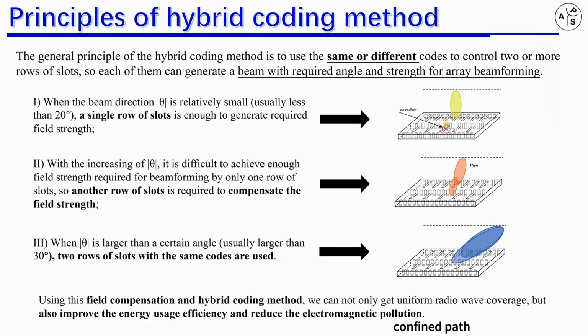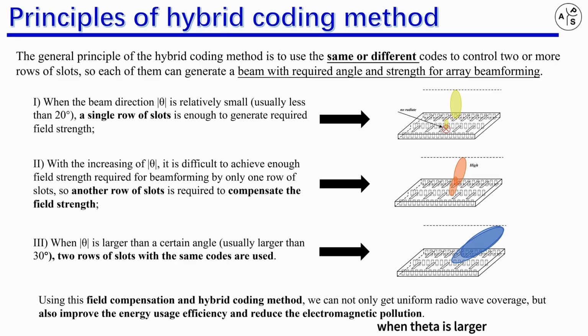straight confined path. The general principle of the hybrid coding method is to use the same or different codes to control two or more rows of slots, so each of them can generate a beam with required angle and strength for beamforming. When the beam direction, theta, is relatively small, usually less than 20 degrees, a single row of slots is enough to generate required field strength. With the increasing of theta, it is difficult to achieve enough field strength required for beamforming by only one row of slots, so another row of slots is required to compensate the field strength.